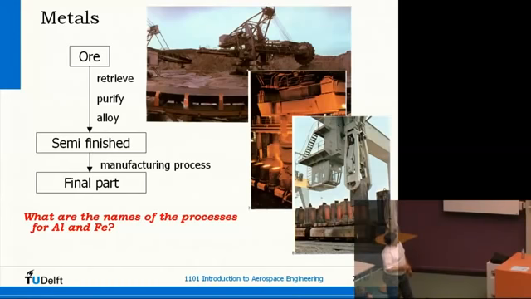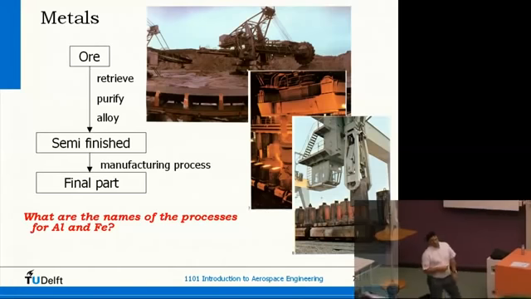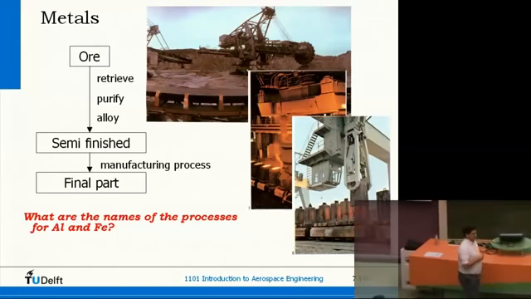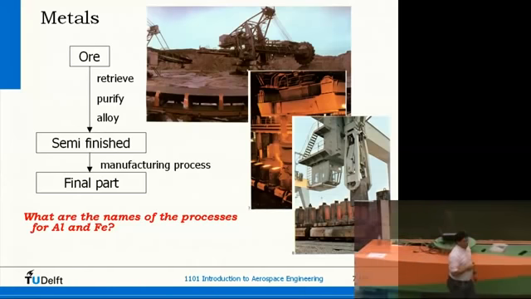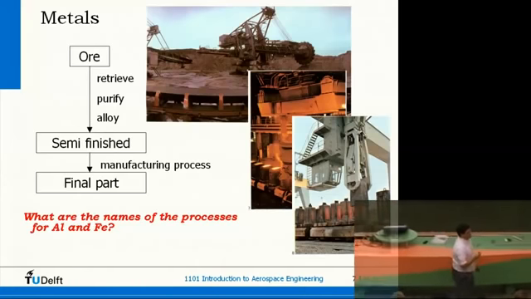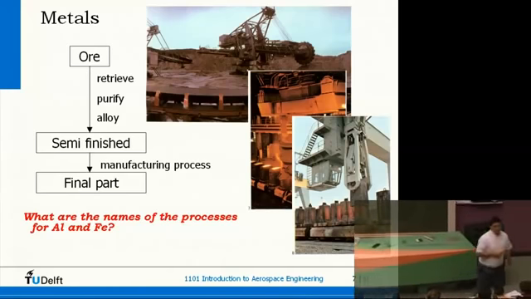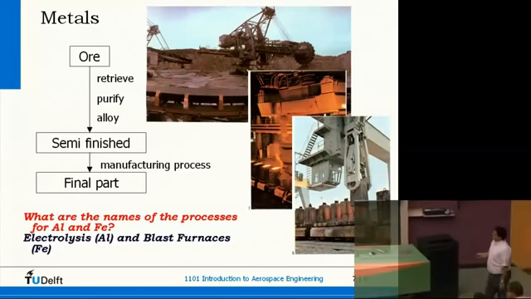Question: what are the names of these processes used for aluminum and for iron? Iron is the blast furnace. Blast furnace, yeah, for iron. I can't remember the proper name for aluminum, but it's electrolysis, yeah. So indeed, blast furnace and electrolysis.